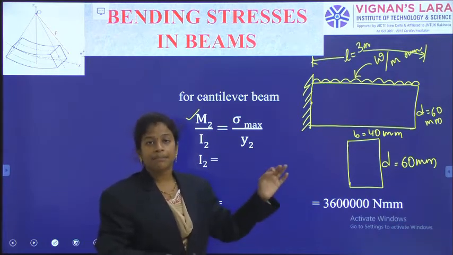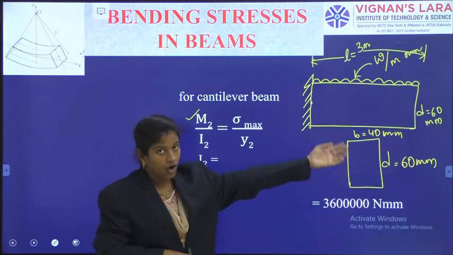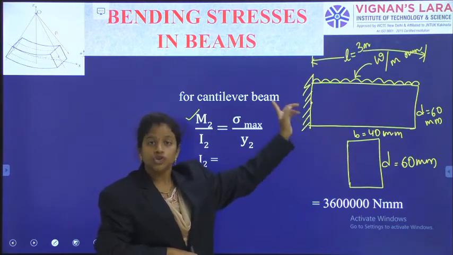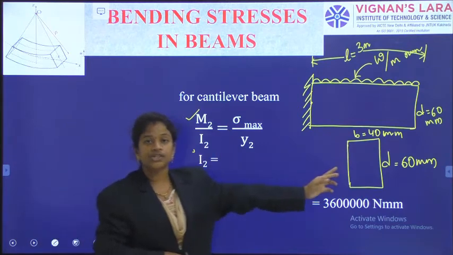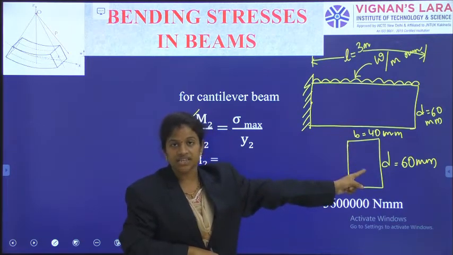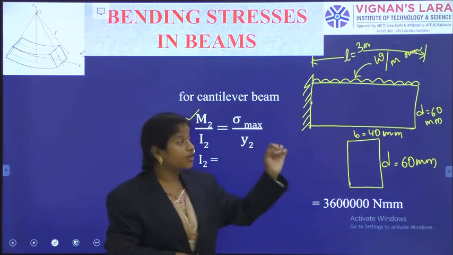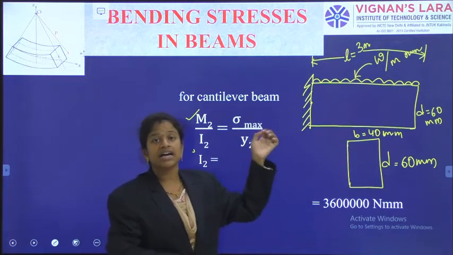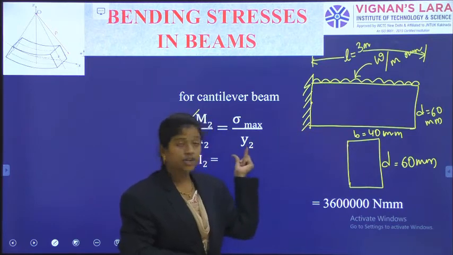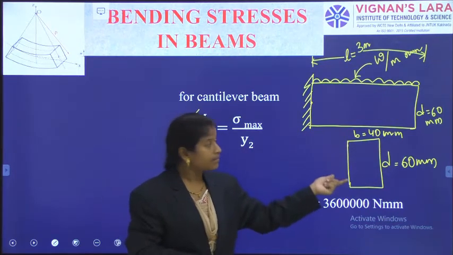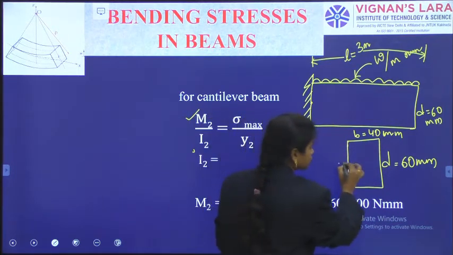M2 means the maximum bending moment occurring onto the cantilever beam due to the application of the UDL, and I2 is the moment of inertia of the cantilever beam's section about the neutral axis or the centroidal axis. Sigma max is the maximum bending stress in the fiber material, and Y2 is the distance of the extreme fiber from the neutral axis.